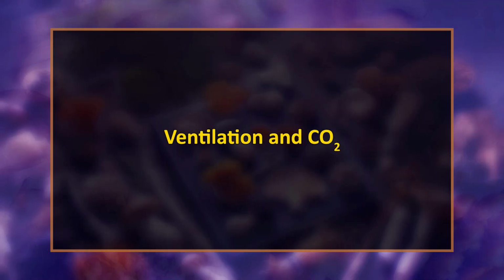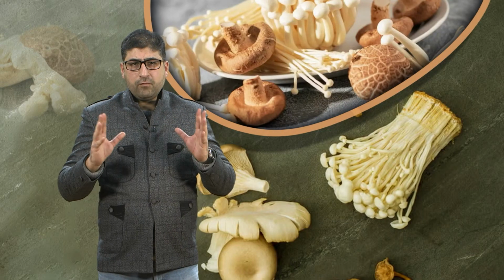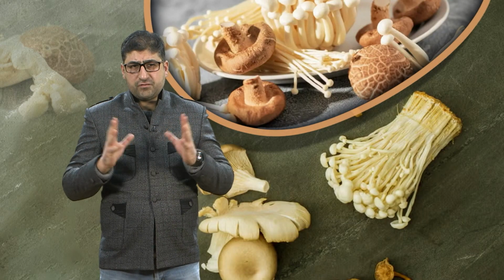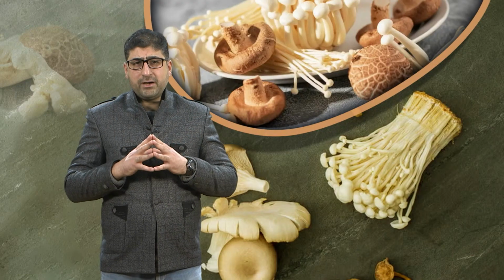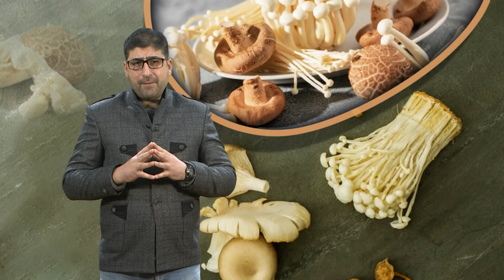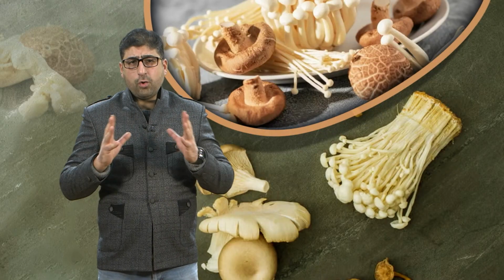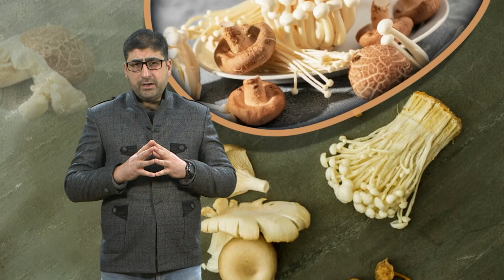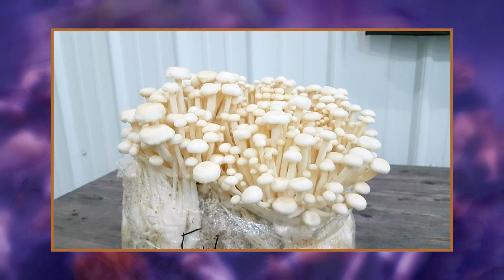Let's now talk about the ventilation and carbon dioxide. For fruiting, improved air exchange, fresh air, is needed to reduce carbon dioxide levels. Lower carbon dioxide helps in proper cap formation and prevents over-elongation caused by carbon dioxide influence. Some growers purposefully maintain a higher carbon dioxide environment during incubation and then gradually introduce fresh air during fruiting.